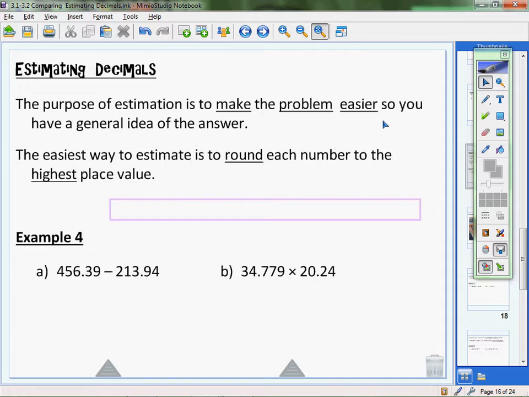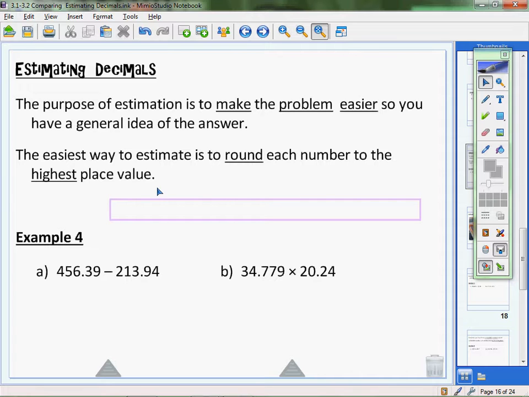The easiest way to estimate is to round each number to the highest place value. And that's what we'll do in example 4. We'll round each number to the highest place value.